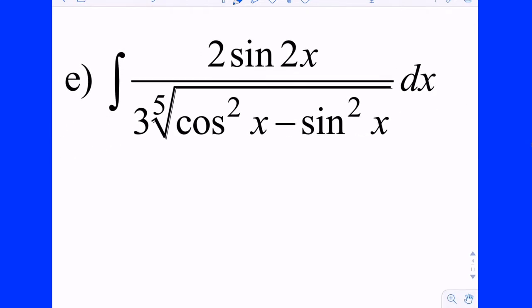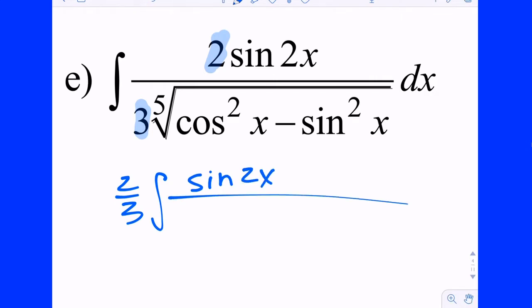All right, sometimes we need to use some ingenuity to make it fit something that we recognize. This one looks pretty disastrous, but what I'm noticing right away is I got a 2 in the top and a 3 in the bottom that are factors that I can pull out. And I can just let them be out front and not influence what I'm doing. Now the cosine squared minus sine squared, it's under the 5th root, so I know I can write it to the 1/5 at least in the denominator, or maybe in the top to the -1/5, but I can't really do much with that right now.